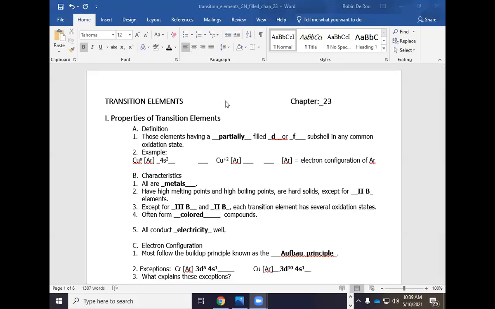Okay, so let's go back to our lecture notes. I had the 4s2, and then you go across and covers 1, 2, 3, 4, 5, 6, 7, 8, 9.